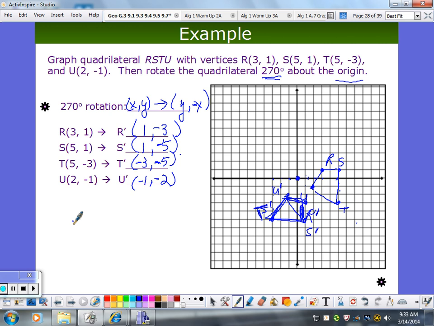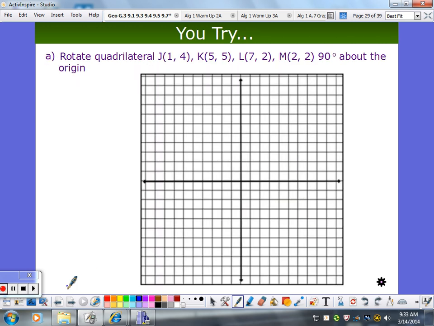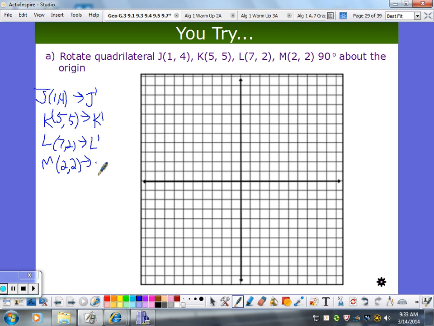Yes or no? Ready to try it? Okay, so you're going to rotate this quadrilateral. So, write your points down, just to get you started. Here's your pre-image values. And then they're going to be mapped to some new values. And which way are we rotating? 90 degrees. So write your rule.